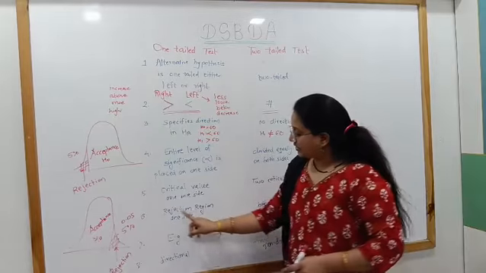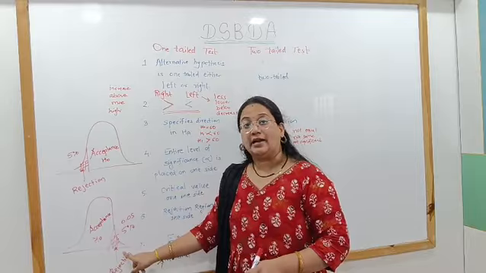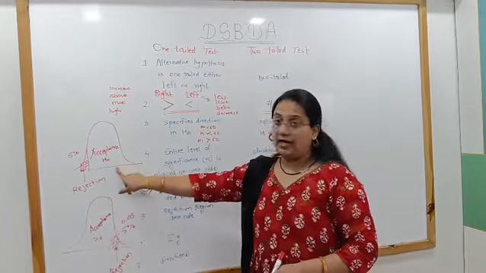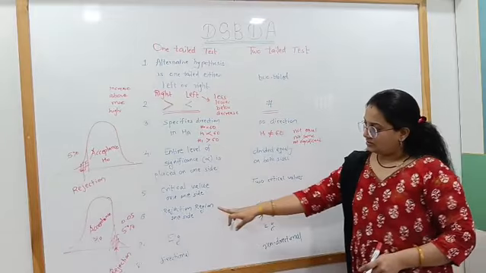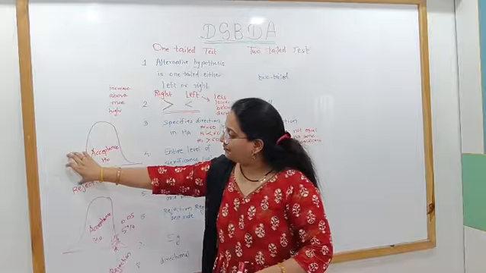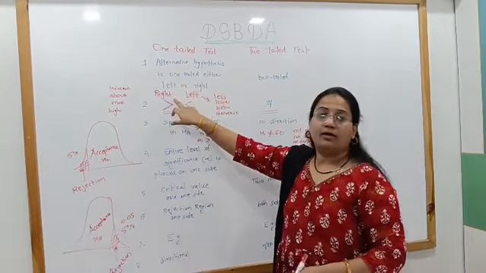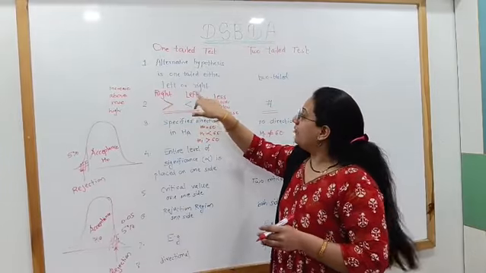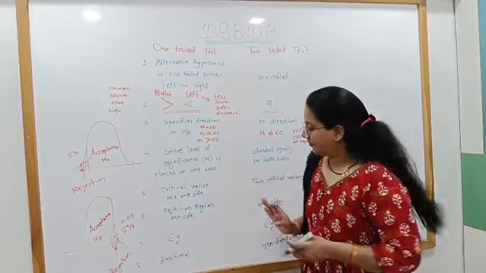So here I am writing that the rejection region is on one side. If it is a right tail, the rejection region is on the right side. If it is a left tail, the rejection region is on the left side. The critical value is on one side, either left or right as per the test. If it is a right tail test, the critical region is on the right side. If it is a left tail test, the critical region is on the left side.